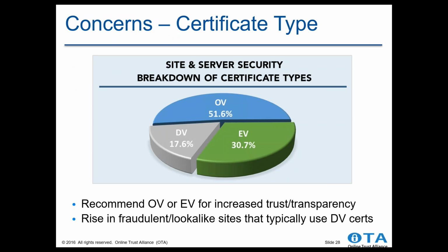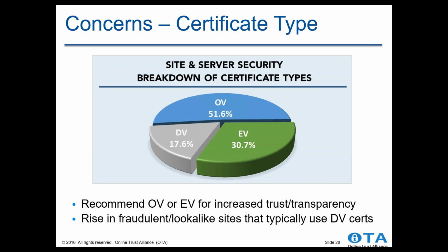I mentioned certificate type. There are three primary certificate types: domain validation, DV, organization validation, OV, and extended validation, EV. So what we see here is roughly 52% using organization validated certificates, which is good because that type of certificate requires a verification by the company that they are the organization that's requesting it. Extended validation is even better, at roughly 31%.